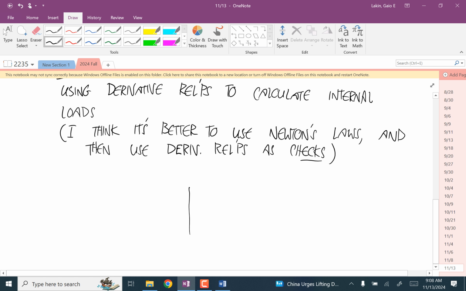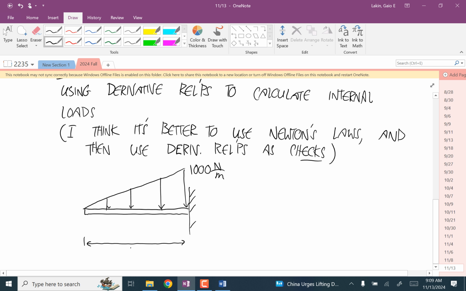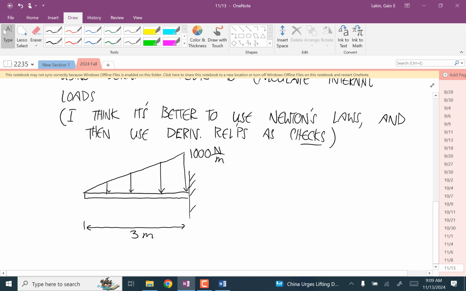Okay, well, so here's the problem we're going to do. We've done this one before. We have a cantilever beam with a triangular distributed load. And let's say this has a maximum of 1,000 newtons per meter. The length is 3 meters. The mass is 50 kilograms. And we want to calculate the internal loads.